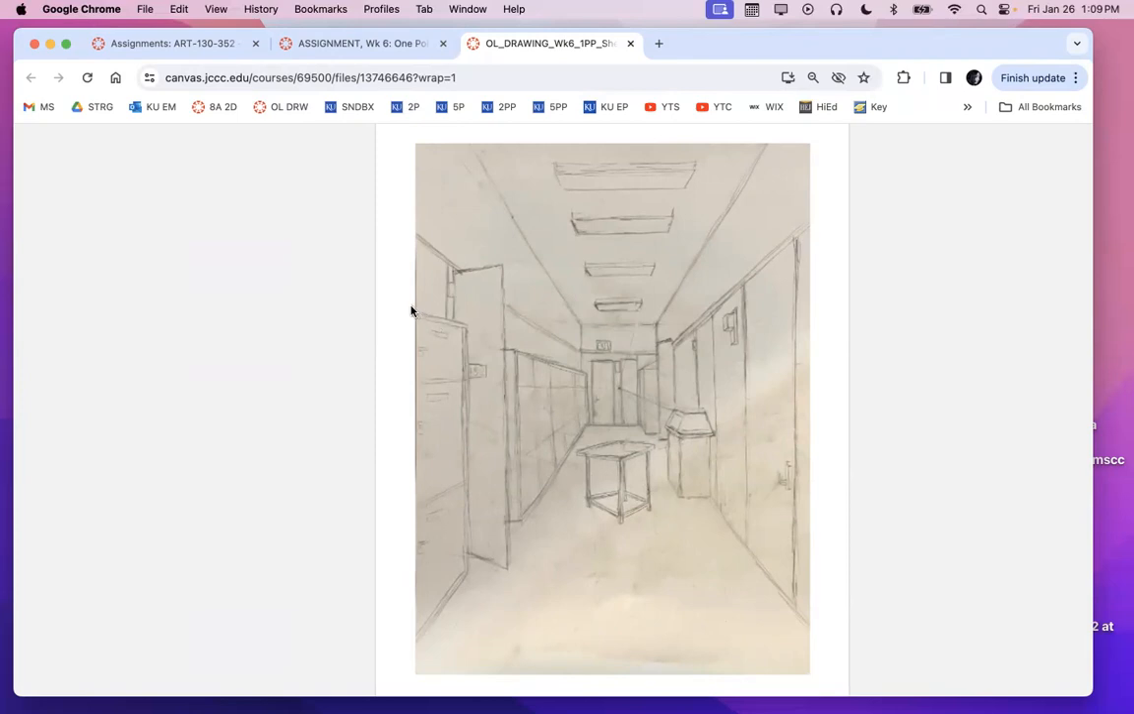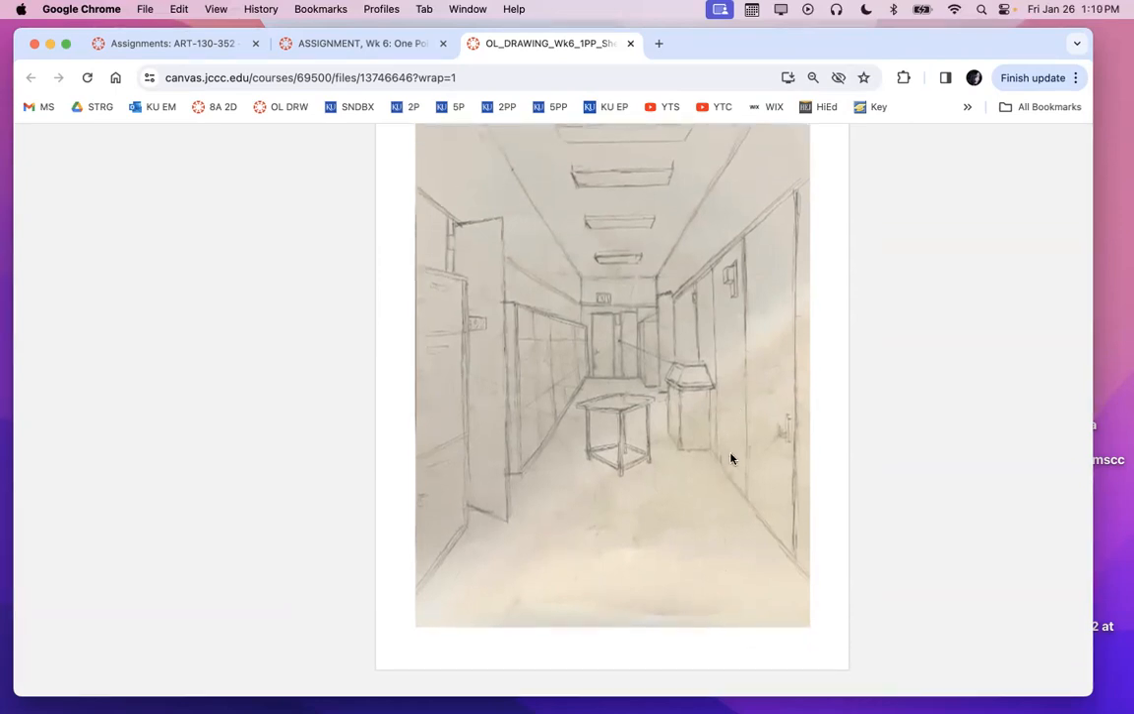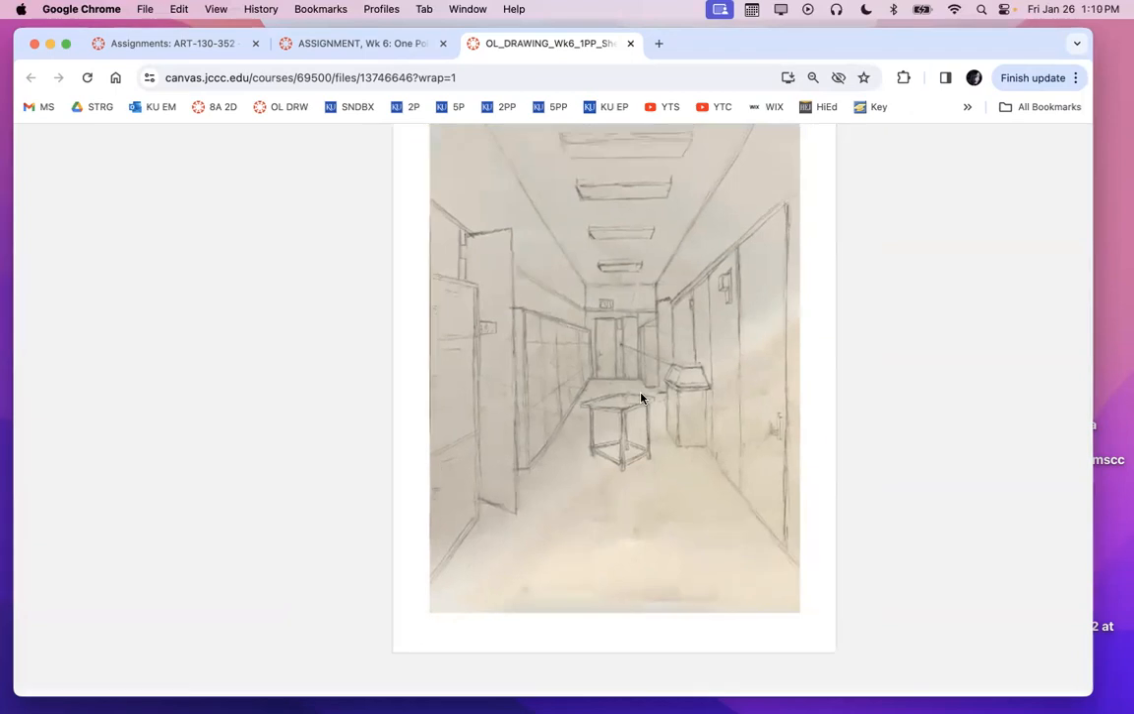So theoretically, this line would have continued onto this line because these lockers were the same exact lockers. So there was a break here for the door, and this should have continued. Although, this is still a good drawing.